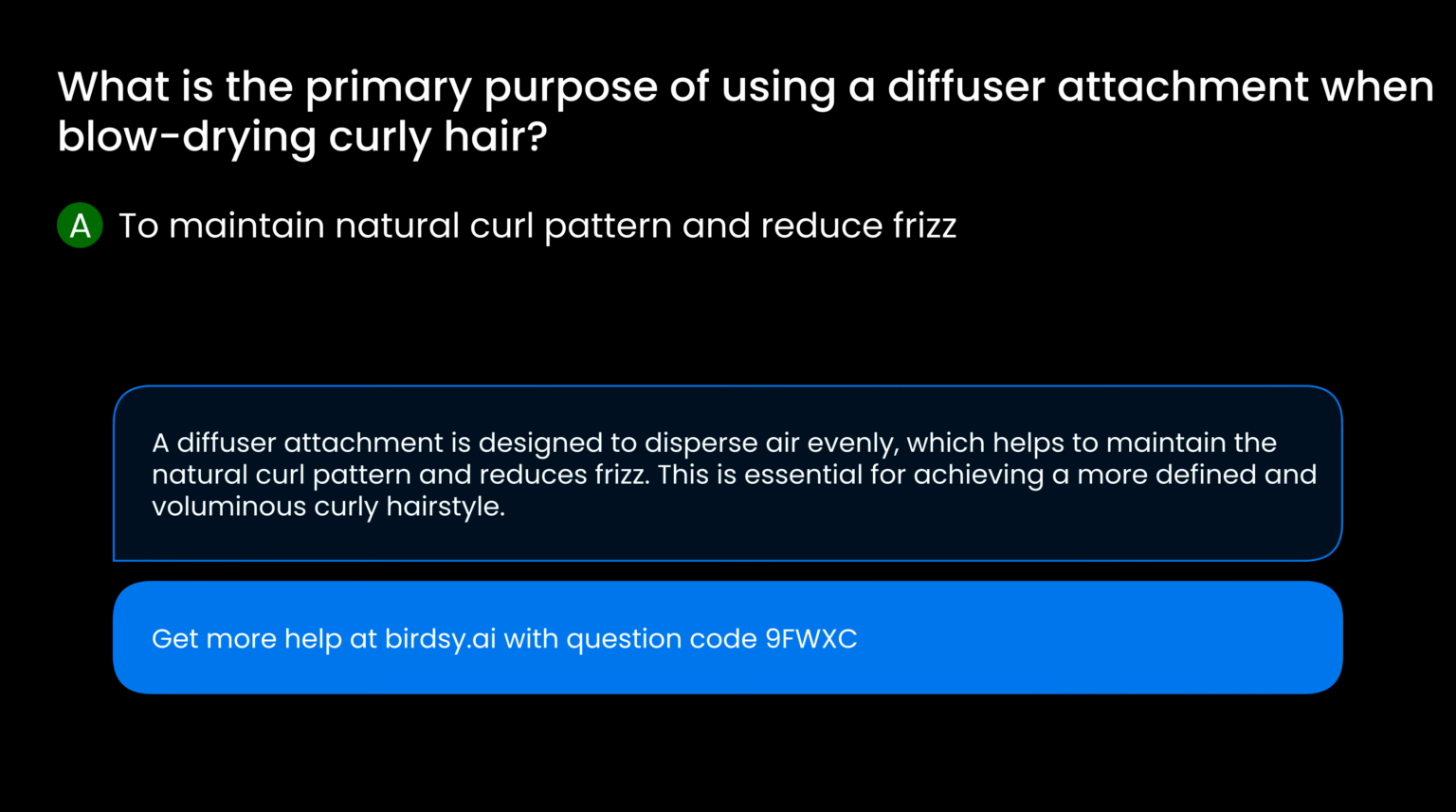A diffuser attachment is designed to disperse air evenly, which helps to maintain the natural curl pattern and reduces frizz.